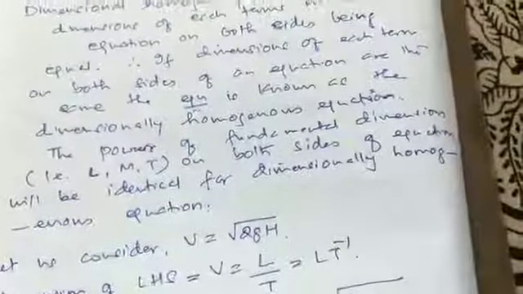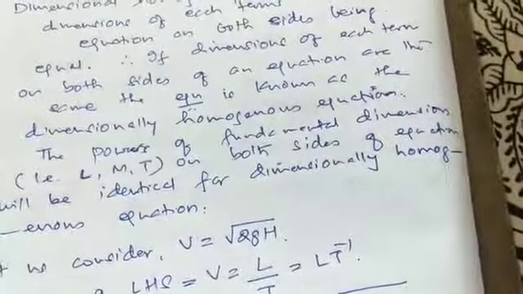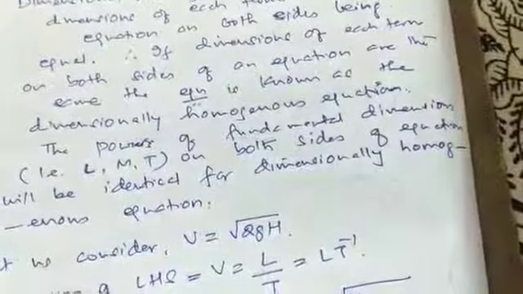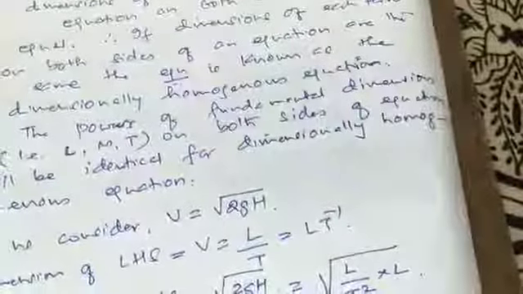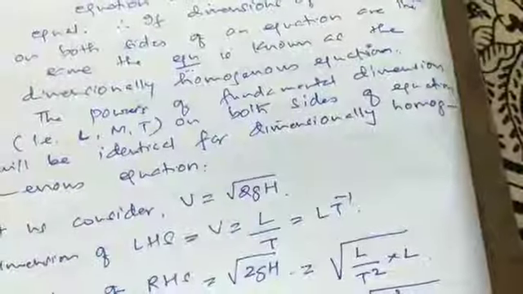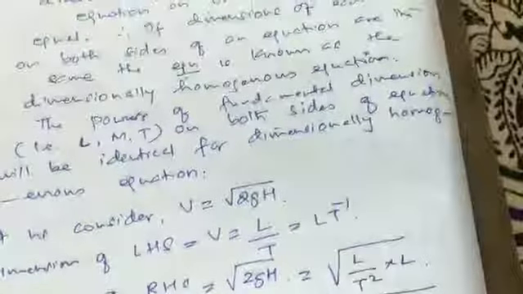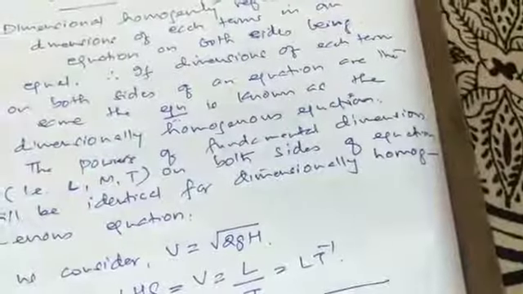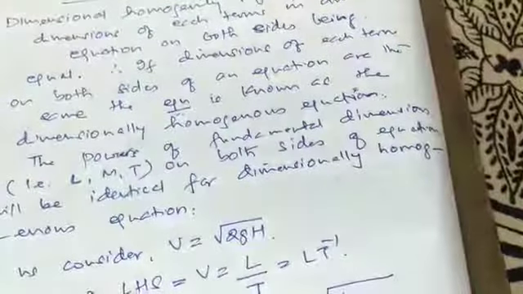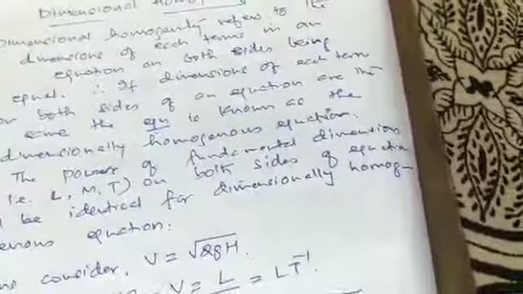So if the dimensions of each term on both sides of an equation are the same, then the equation is known as a dimensionally homogeneous equation. The powers of the fundamental dimensions, that is L, M and T, on both sides of the equation should be identical for a dimensionally homogeneous equation. So if the powers of the fundamental quantities on both sides are equal, then it is called dimensional homogeneity.